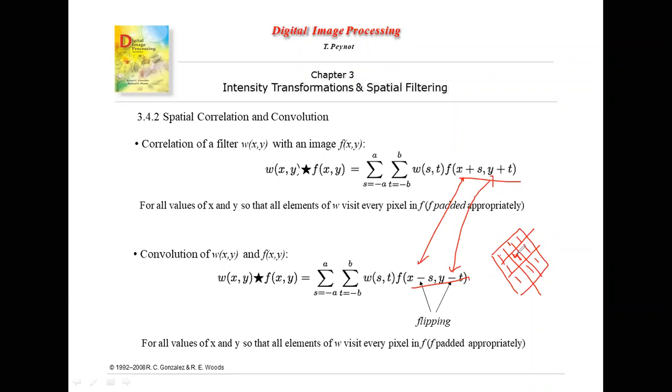Doesn't make any difference. So if you have a mask that is symmetric, then it doesn't matter. For a symmetric mask, convolution and correlation will be the same, and you will find that out also. Then, the fourth point is the padding.